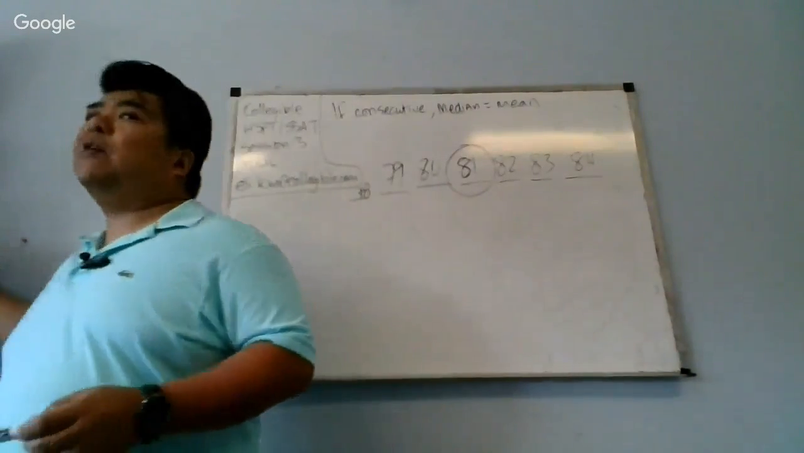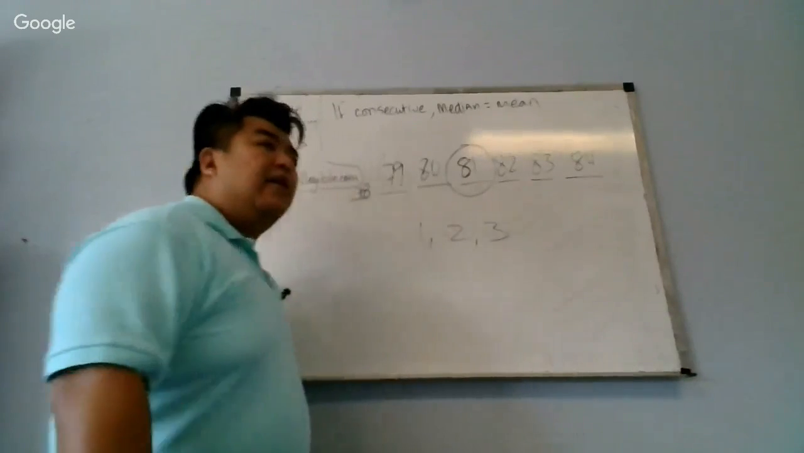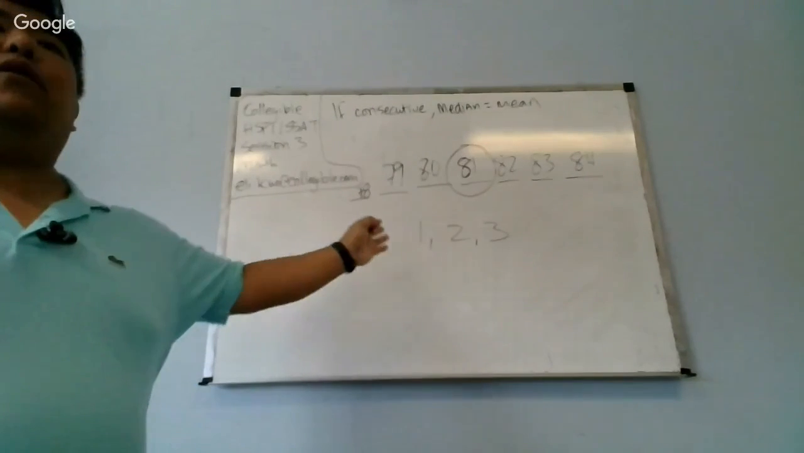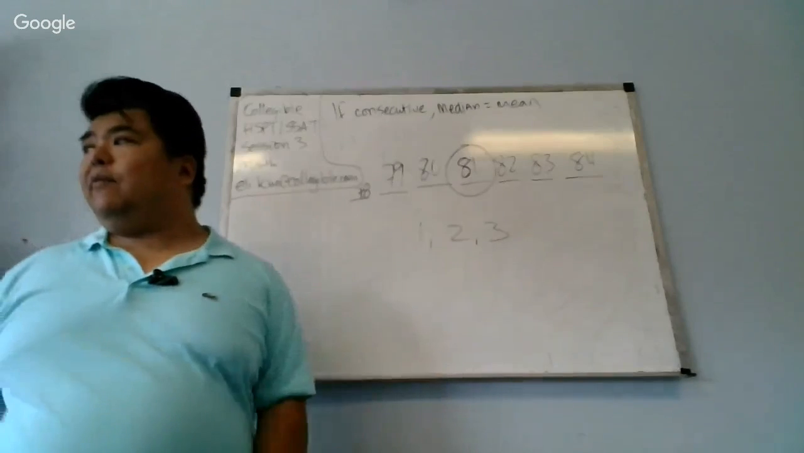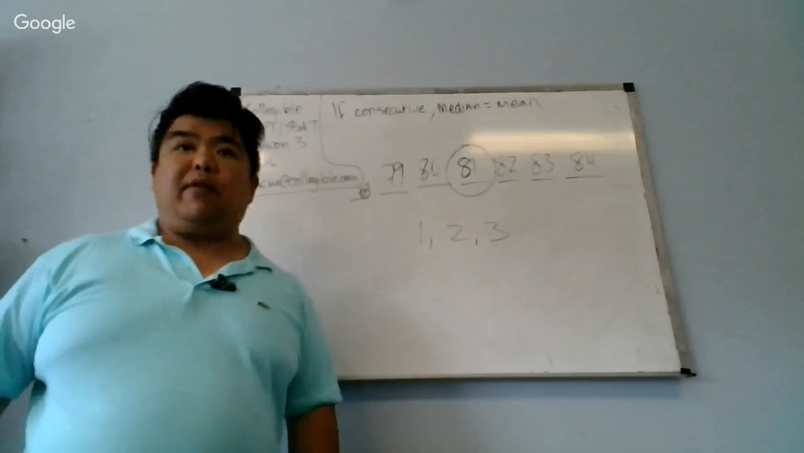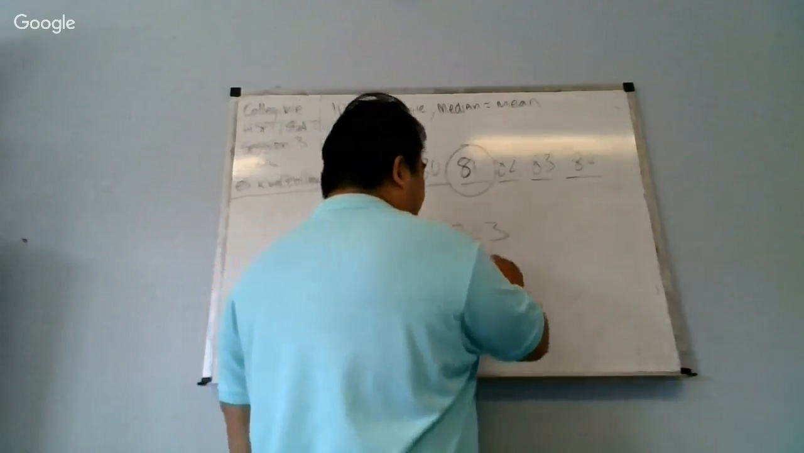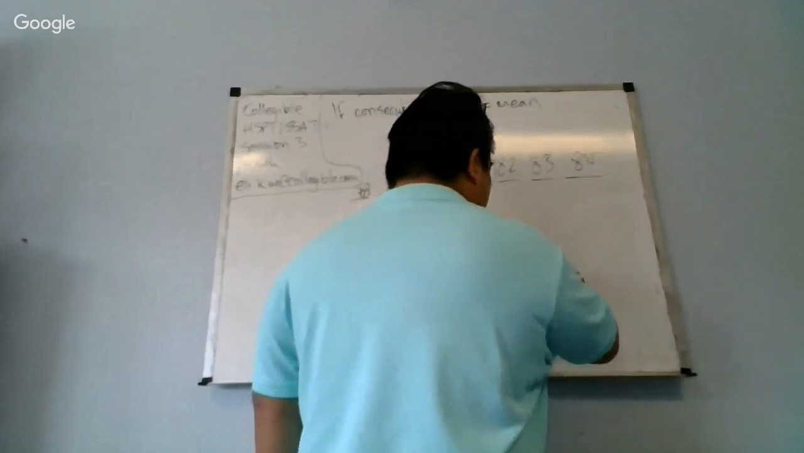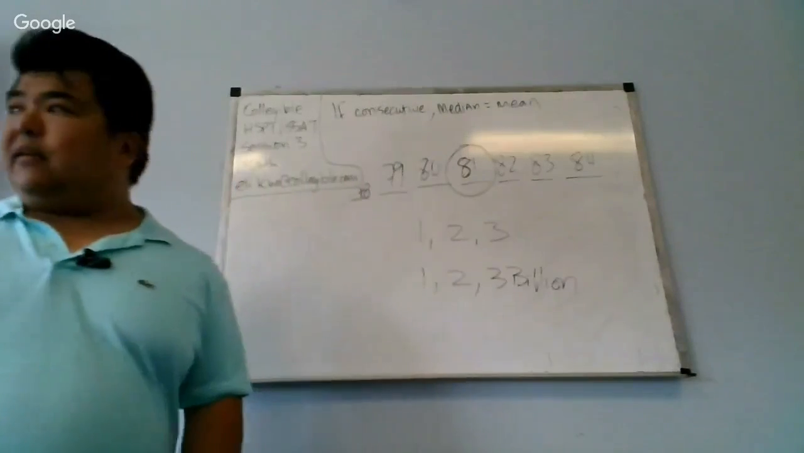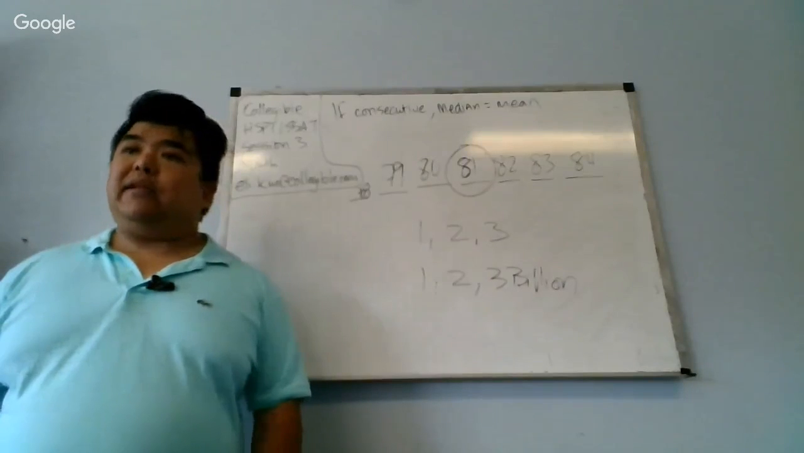If I gave you a list of numbers here, like 1, 2, and 3, okay? 1, 2, and 3 are consecutive, right? The mean and the median are 2. It's the same thing. But if I gave you 1, 2, and 3 billion, the median is still 2, but the mean is about 1 million and change.